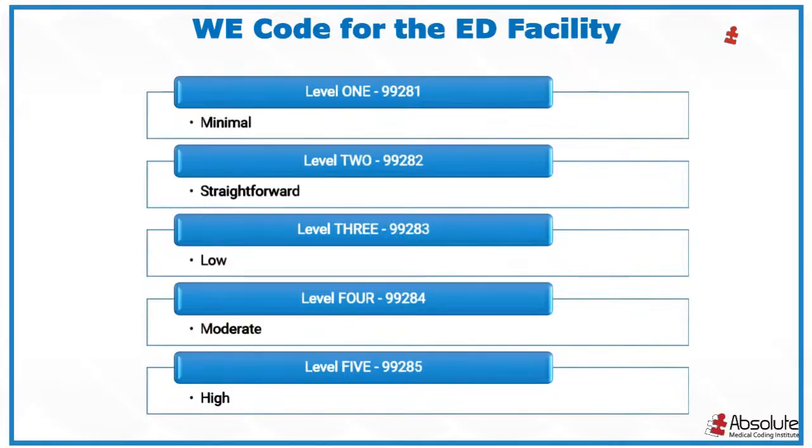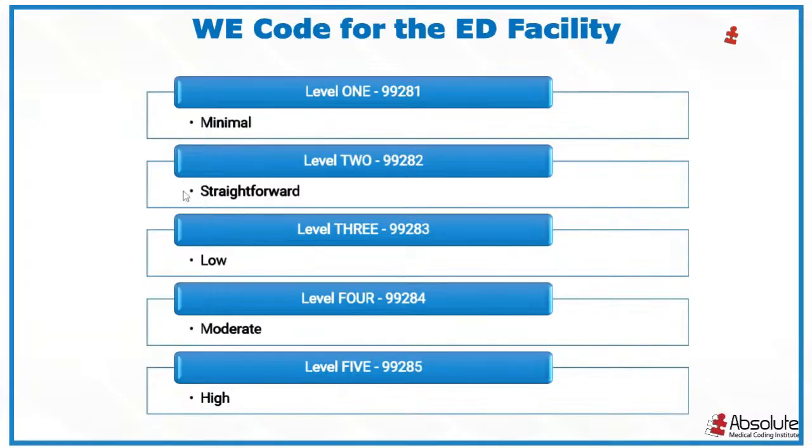A disclaimer: this is not on the professional exam. So if you are studying for the professional coding exams hot and heavy, please don't take this seriously. However, if you're CCS, this is on your exam. So if you want to get a glimpse of what CCS is, here you go. Now we code for the ED facility and they use the same evaluation and management codes, but they have level 1 through 5.